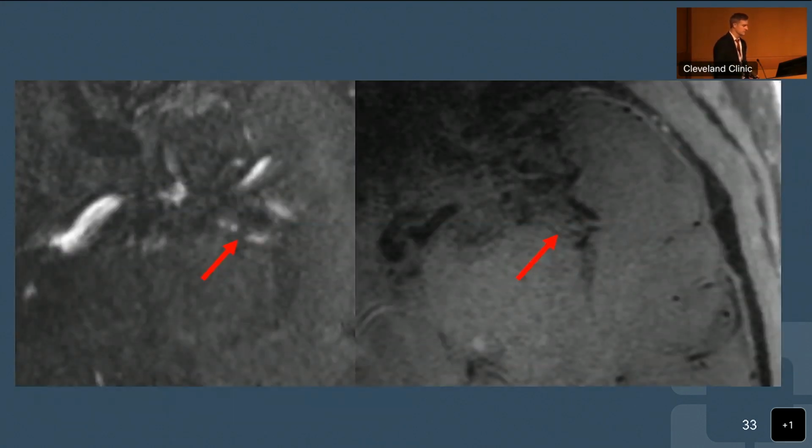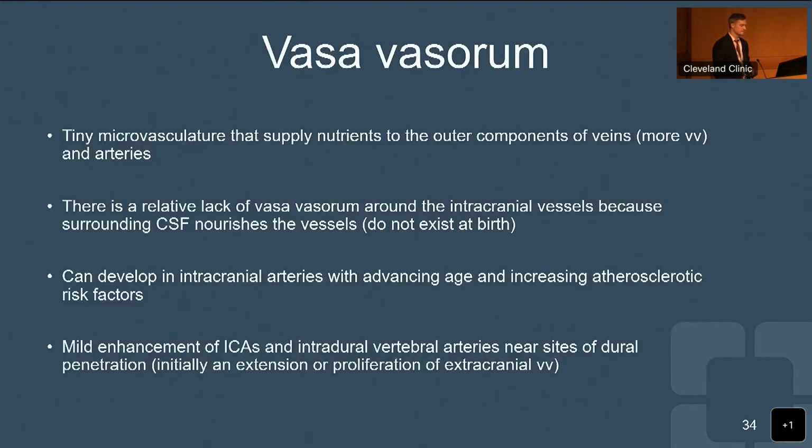Another patient with multifocal areas of luminal narrowing, so this is a 7 Tesla study. The MRA shows severe narrowing. Vessel wall imaging was performed with no discernible enhancement that you would suspect maybe with vasculitis, so again, suggestive of RCVS. Vasa vasorum enhancement can be misinterpreted as pathologic enhancement.